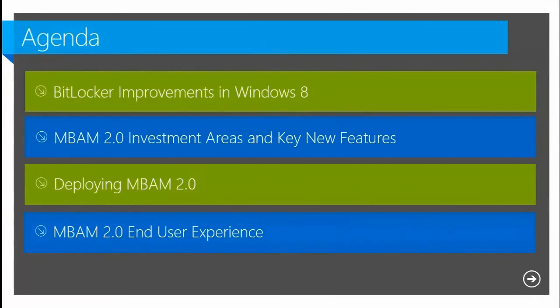All right, so we're going to talk about improvements for Windows 8. That's basically the bulk of the session. We're going to talk about how MBAM deals with the new BitLocker for Windows 8. We're going to look at the main investment feature areas that we have for MBAM 2.0. Lance is going to show some cool demos, look at deploying MBAM, if you're starting a new deployment or if you're upgrading from MBAM 1.0. And then we're also going to show you some end-user experience demos as well.